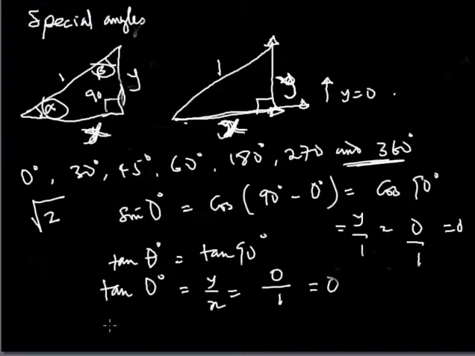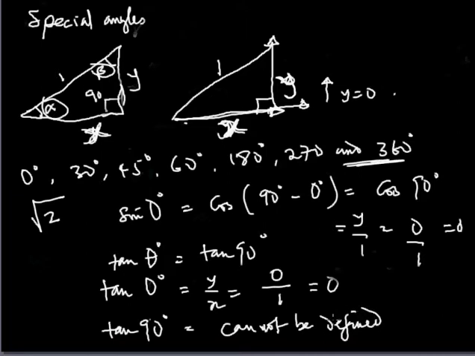Okay, and then tan theta, which is equal to tan 90 degrees, cannot be defined because it's going to give you y over 0, which has no value. It's going to lead to infinity.